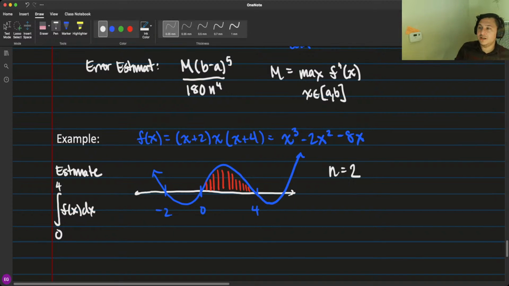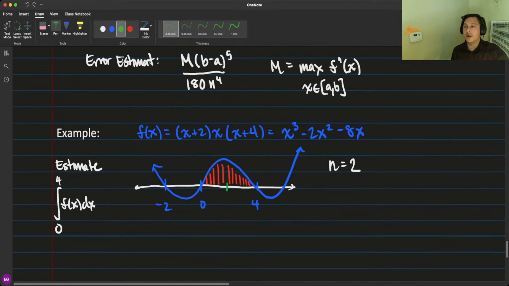Now, you can imagine if you were doing this with the midpoint rule, you would get a rectangle like so, and a rectangle like so. So hopefully it would balance out. Sort of hard to say what would happen. And if you were doing it with the trapezoid rule, you would get a thing like this, and a thing like this. That would be fairly accurate. So let's just first start by estimating what the error is going to be.